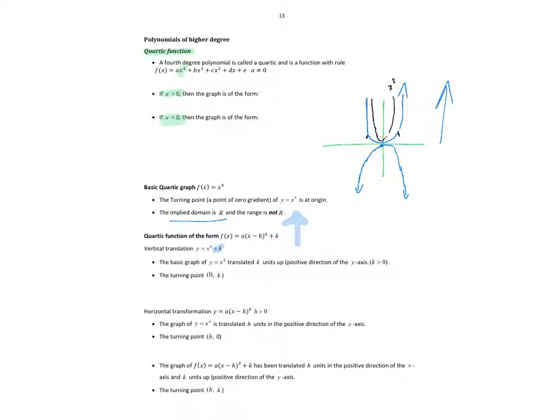Minus H inside, we go to the right. And so there's our, whoops, typo there. So there's our general turning point, which becomes HK. So let's have a look at a couple.